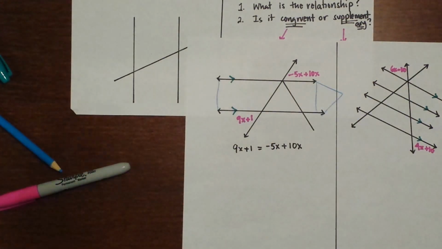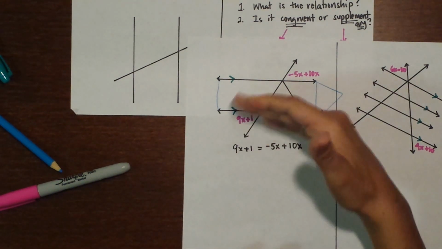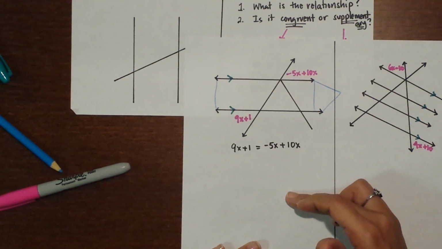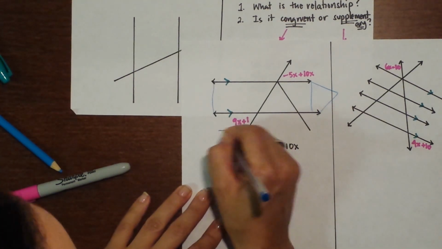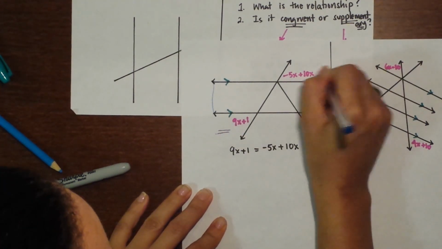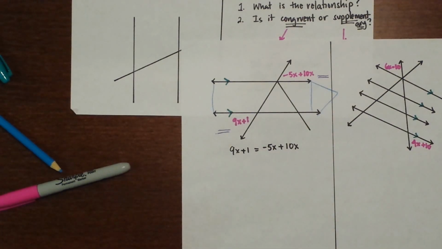Okay, the rest of it is just algebra. What I want you to do is solve it, find out what x is. Also, what I want you to do is find out what this angle here is and what this angle here is. All right, go ahead and do that now.